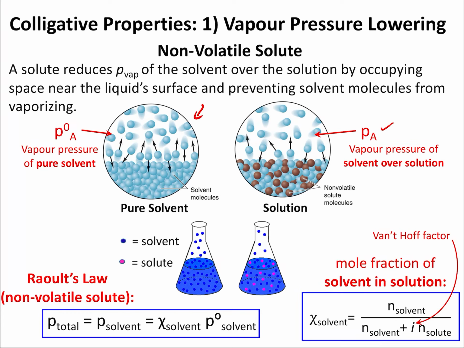So what we could say is that the partial pressure of the solvent is going to be equal to the mole fraction of the solvent multiplied by the vapor pressure of the pure solvent, which is P0. Mole fraction of the solvent is just the moles of the solvent over the total moles of particles in solution, which is the moles of the solvent plus the moles of solute multiplied by the Van 't Hoff factor for each one.